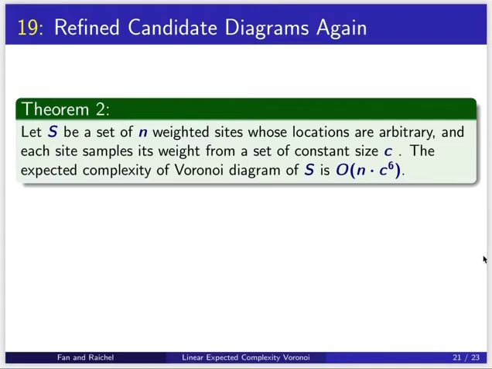By the refined candidate diagram approach again, you can get that for a set of n weighted sets, where the locations are arbitrary and each set samples its weight from a weight set of constant size c, the expected complexity of the multiplicative Voronoi diagram is n times c to the 6. If c is a constant, then the expected complexity is linear.